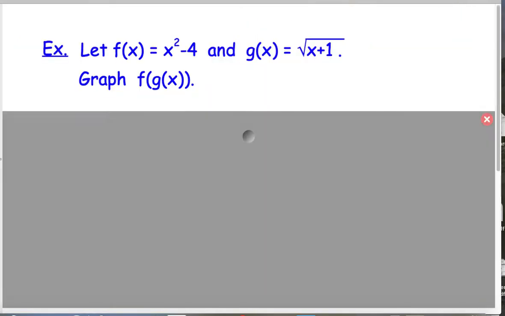All right. Now let's look at composition. So what if I had f of x is x squared minus 4, and g of x is the square root of x plus 1? Graph f of g of x.